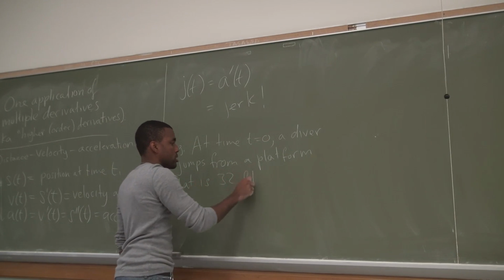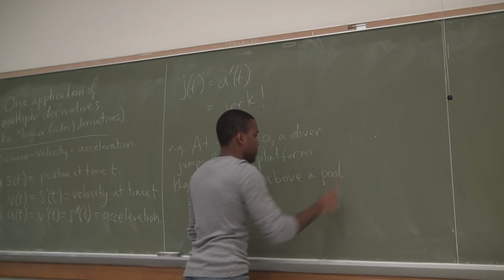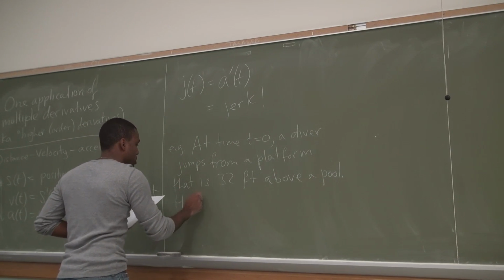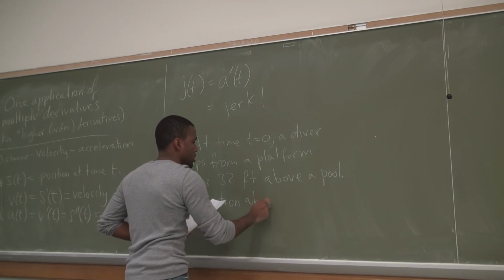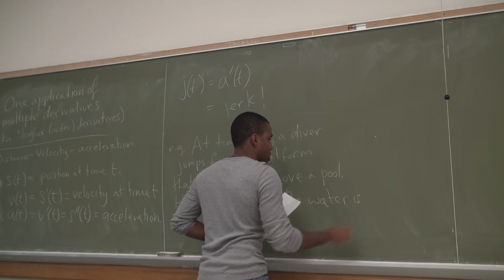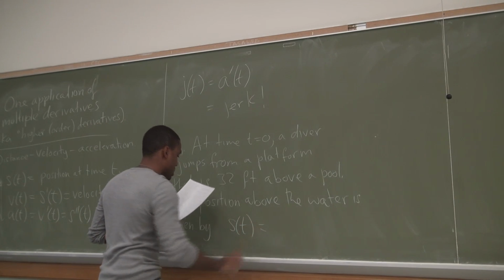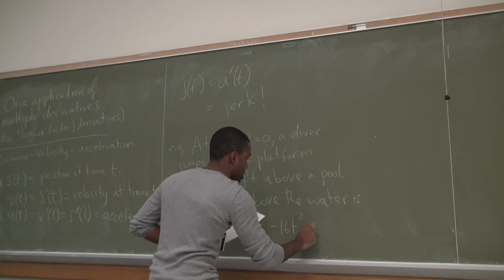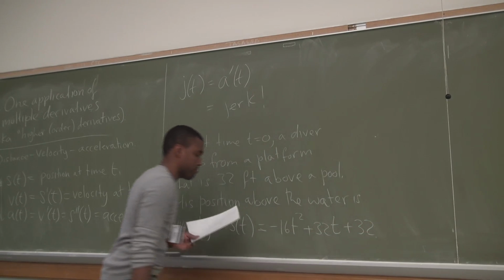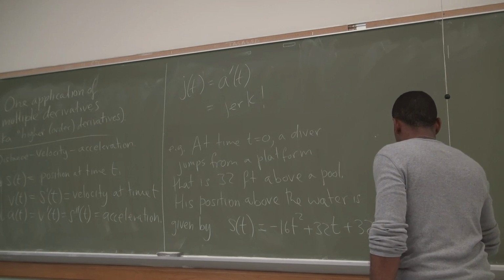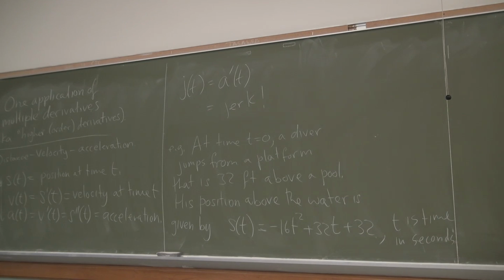Say a diver jumps off a platform that is 32 feet high. In physics class, this is in chapter 1, it's free fall. His position above the water is given by this function: s of t equals minus 16 t squared plus 32 t plus 32, where t is time in seconds. So that's the situation. Someone's on a platform, they dive off into a pool. You can map their position by this, which is a typical equation for free fall on Earth.